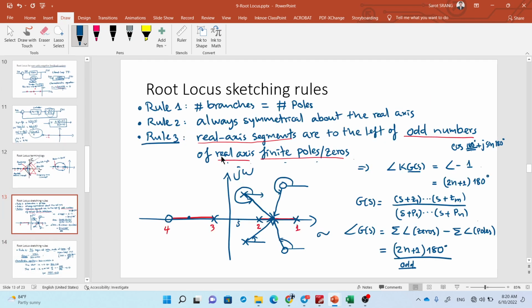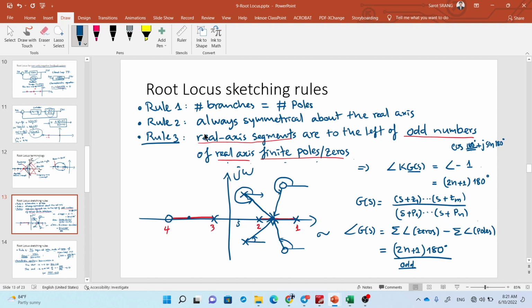Then we have some rules in order to draw the root locus. Rule number one is just to give information for validation. So if somebody has drawn a root locus and you look at rule number one to verify whether it's violated or not, if it's violated, then 100% it is wrong. So rule number one is the number of branches must equal the number of poles.